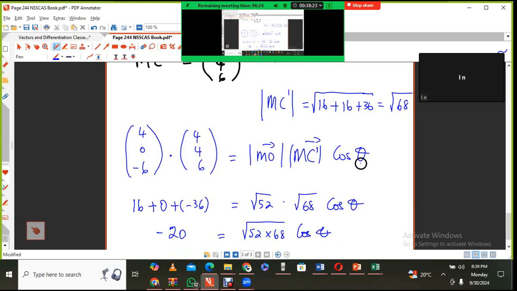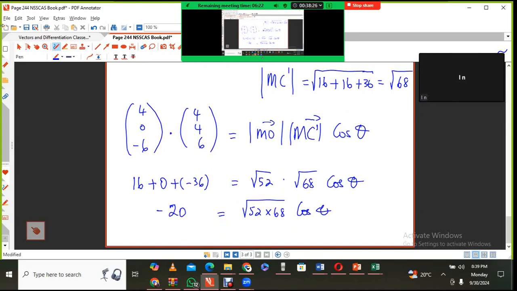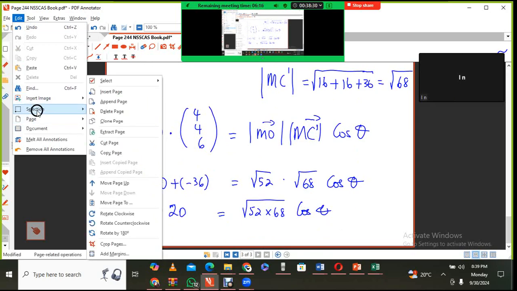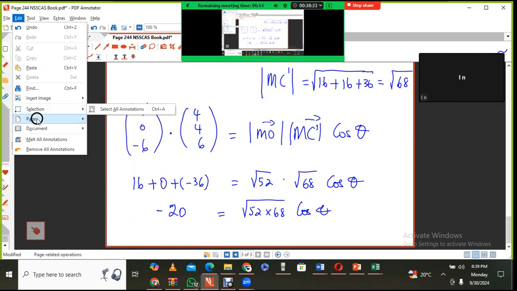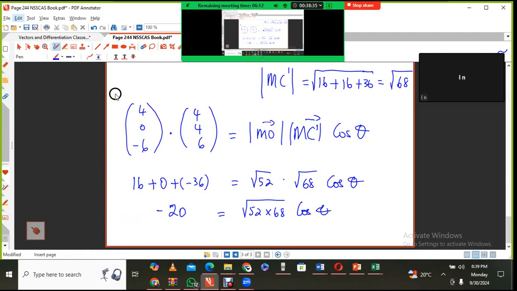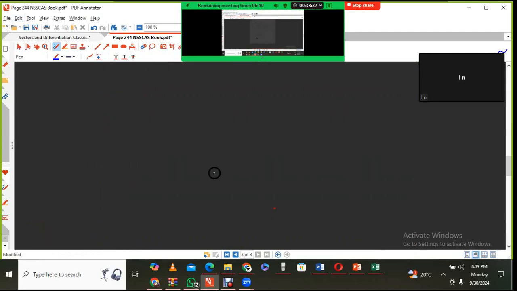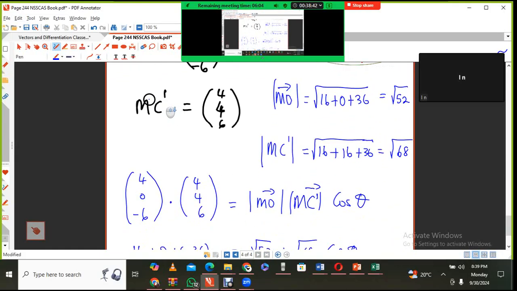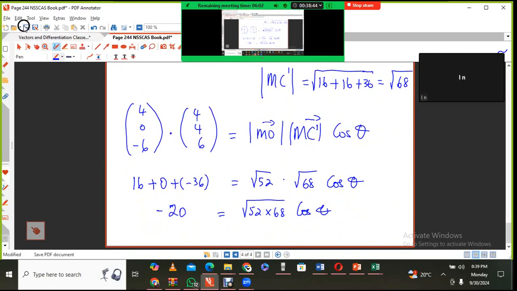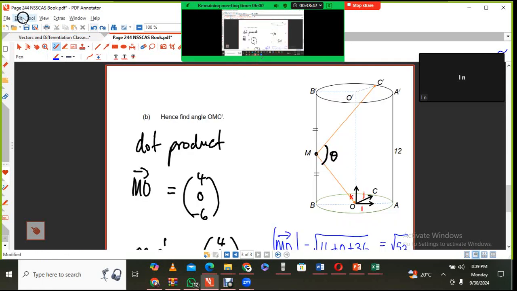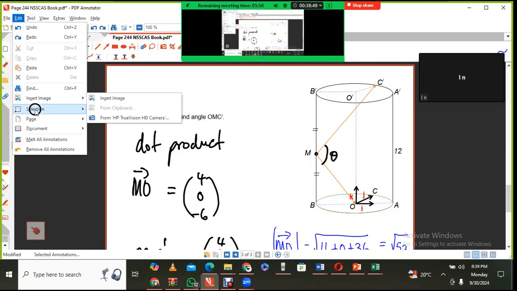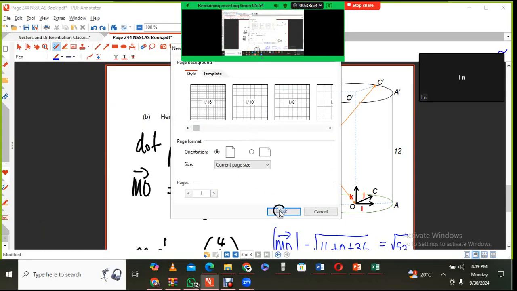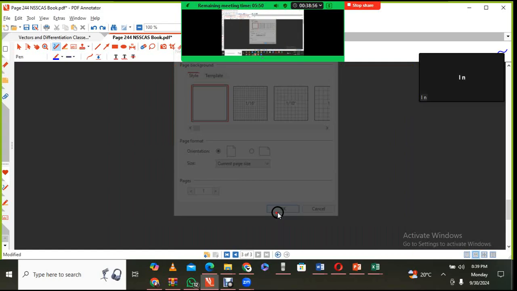So basically that minus 20 has to be divided like that. Okay, so let's insert a page quickly. No, insert a page. My God, it's not where I wanted it. Insert page. What did I say? Append page. Okay.